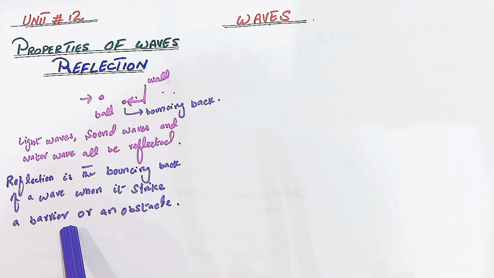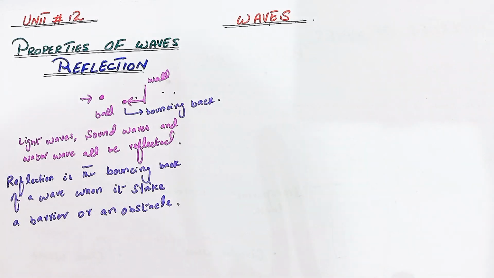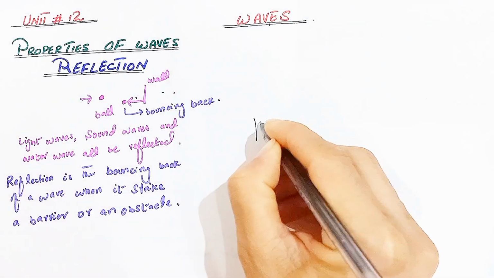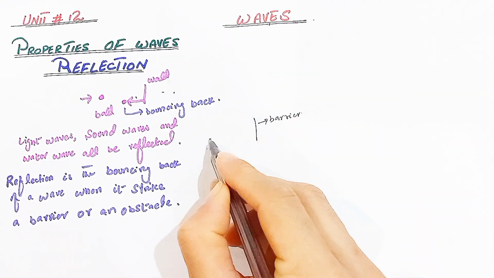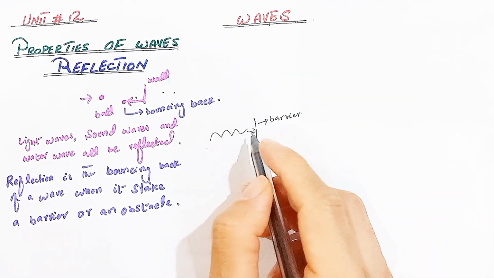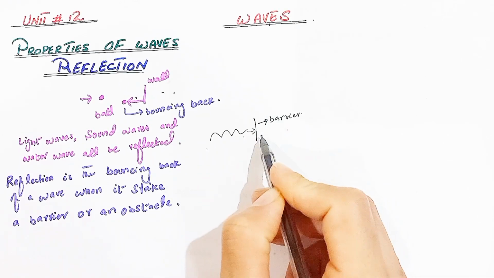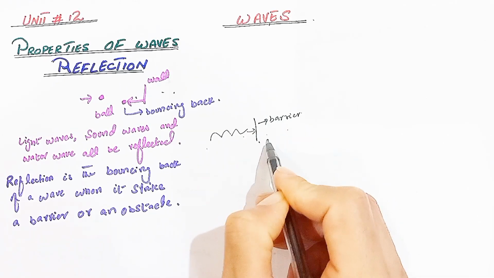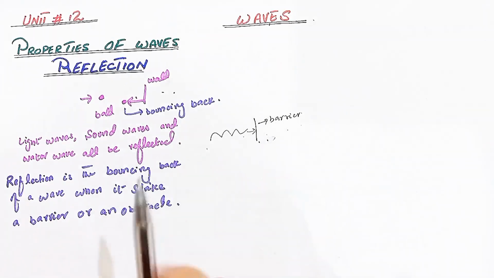The second word used in the definition is the barrier. What is a barrier? A barrier is anything that blocks the path of a wave. Here we take any barrier, that can be any long bar or something. When the wave strikes this barrier, the barrier blocks the path of the wave. That barrier can be a wall, a rock, a metal plate, or the side of the ripple tank. That is called the barrier.